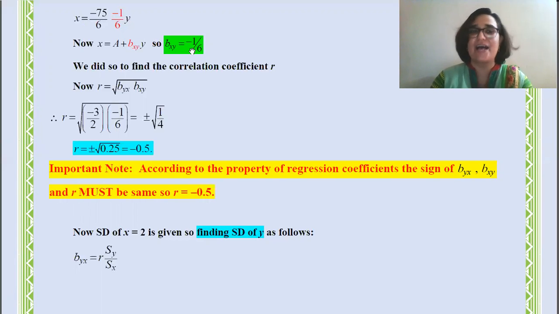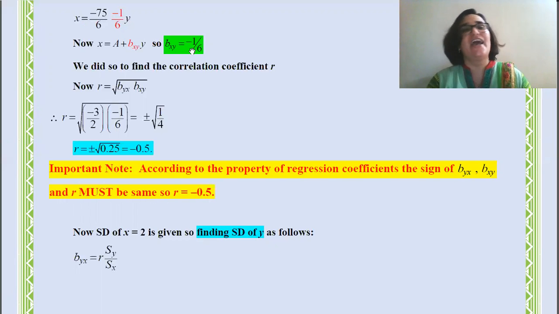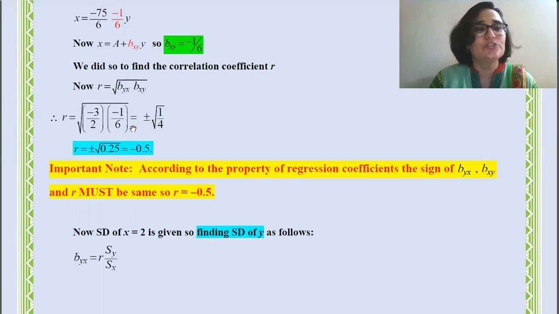Okay, we got bxy, byx you already had, and we all know this formula of r. Come on, quickly substitute your values. Great. So r is equal to under root minus 3 by 2, which we found earlier, multiplied by minus 1 upon 6, which we found just now. So see, plus or minus under root 1 by 4. If you convert to decimal, r is equal to plus or minus under root 0.25. The answer is minus 0.5.